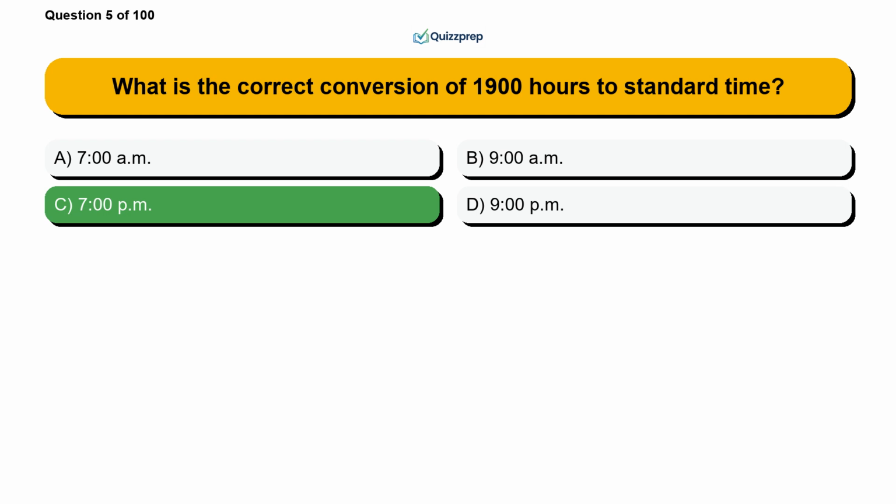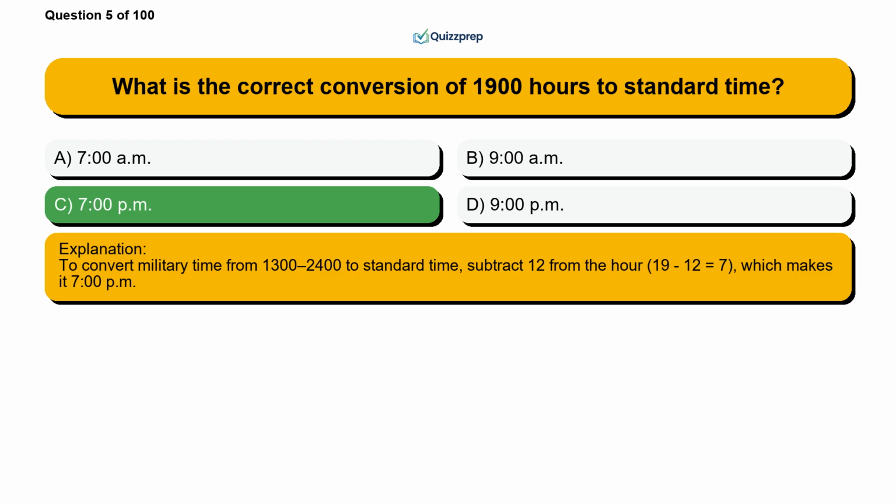7 p.m. To convert military time from 1300 to 2400 to standard time, subtract 12 from the hour. 19 minus 12 equals 7, which makes it 7 p.m.